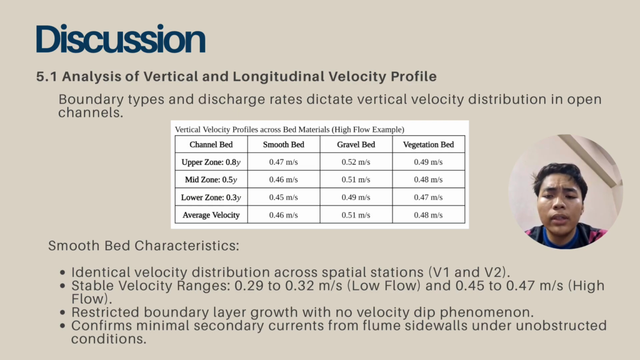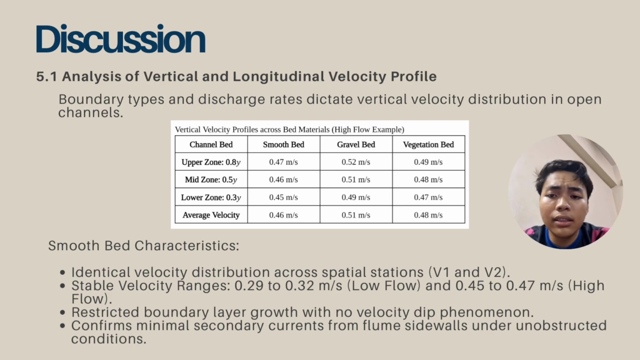Now we start with our discussions, starting with the analysis of our vertical velocity profiles, specifically focusing on the smooth bed baseline. As our dataset clearly indicates, boundary types and discharge rates strongly dictate how velocity is distributed vertically in open channels. Looking at our smooth bed benchmarking, the bare acrylic flume bed exhibits highly stable, almost identical velocity distributions across both pressure stations V1 and V2.